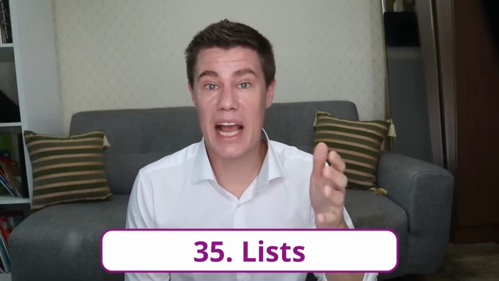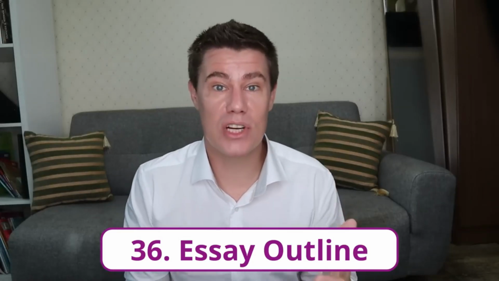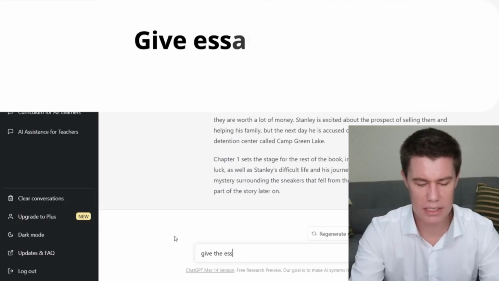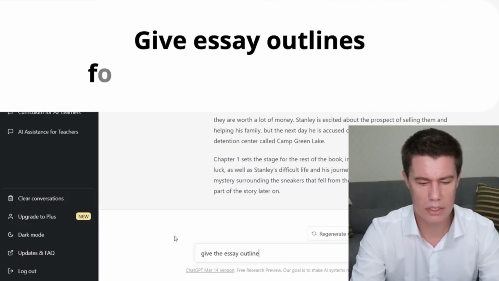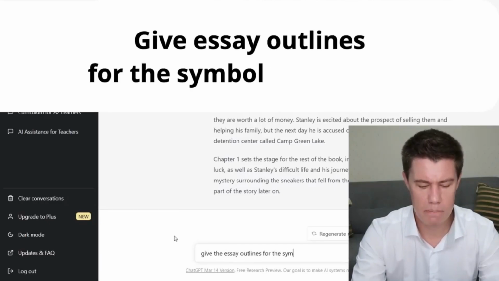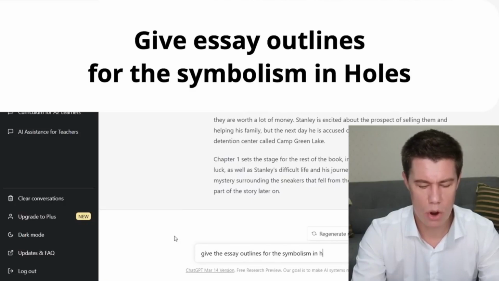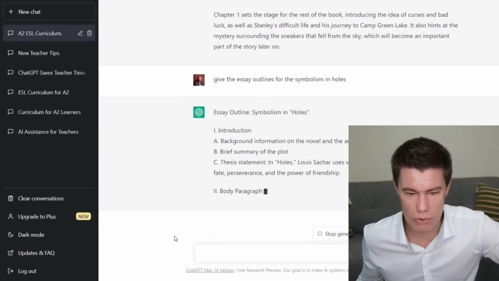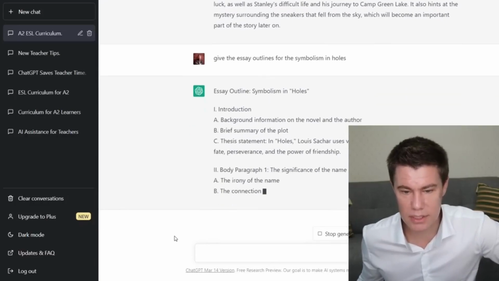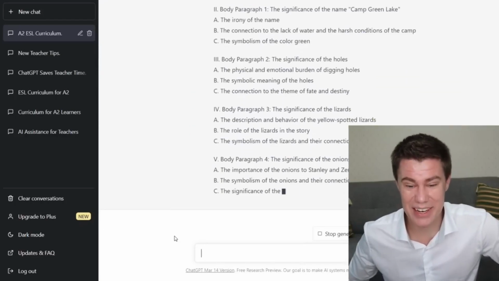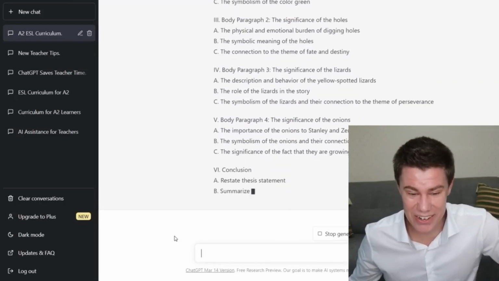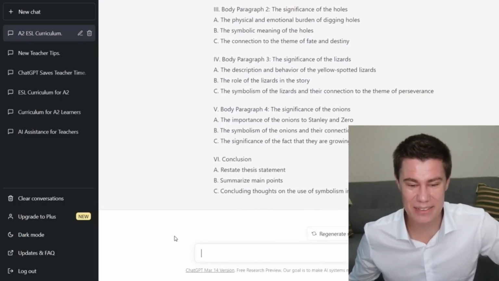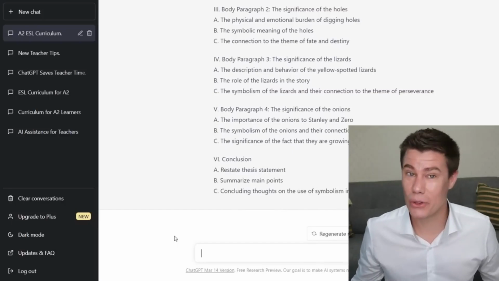Make lists. List 100 commonly used adjectives. You can also do it with examples. Build essay outlines. Give the essay outlines for the symbolism in Holes. Introduction, background, information on the novel, brief summary of the plot, thesis statement, the significance of lizards, significance of onions, conclusion, restate the thesis, summarize main points, and concluding thoughts.